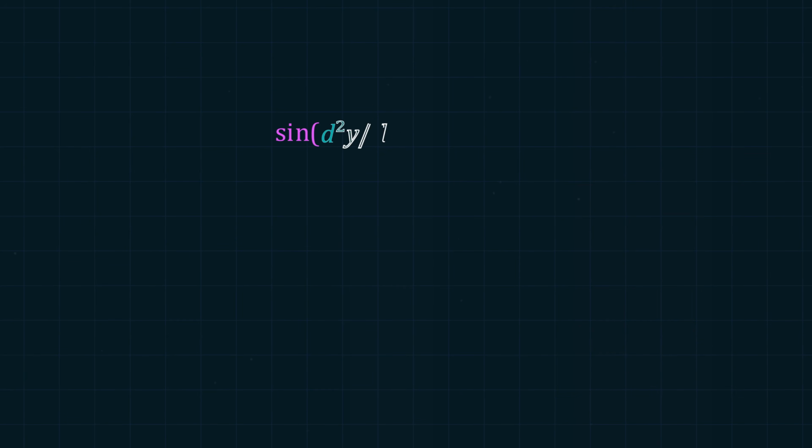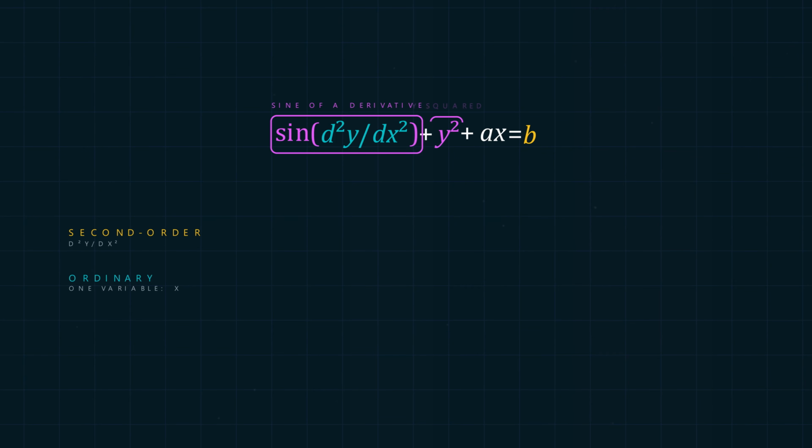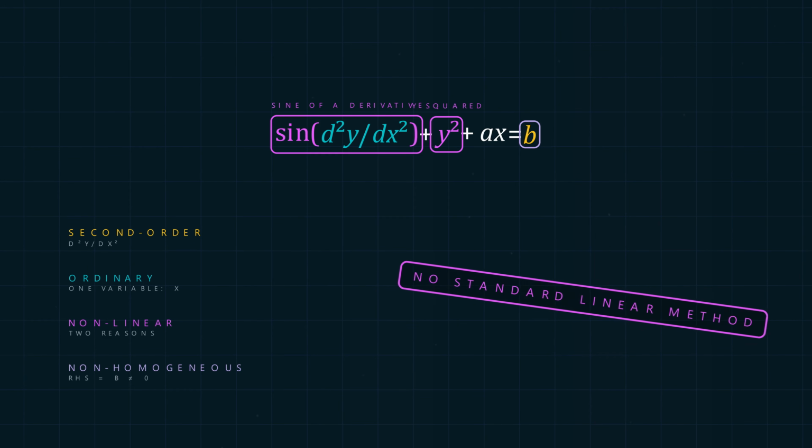Here's a nonlinear example for contrast. Sine of d squared y over dx squared plus y squared plus a x equals b. This is second order and ordinary. It's nonlinear because of two things: the sine of a derivative and the y squared term. And it's non-homogeneous because the right-hand side is b, not 0. This equation cannot be solved by the standard linear methods. It would typically need numerical techniques.